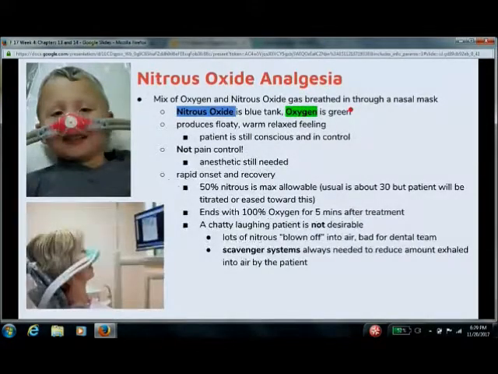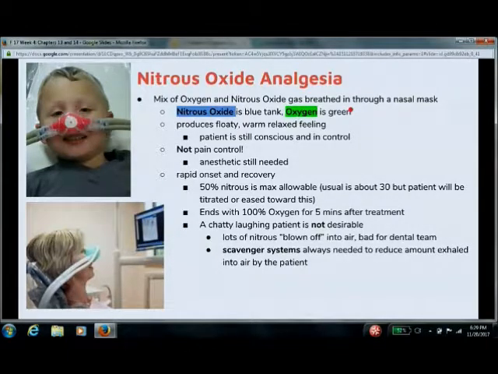So nitrous oxide is the next thing we look at. Nitrous oxide is a mix of nitrous oxide and oxygen. This is otherwise known as laughing gas. You tell your patient that they're going to feel warm and floaty. The patient is still awake. They don't go to sleep. They are still in control. It is not for pain. It is only for anxiety.